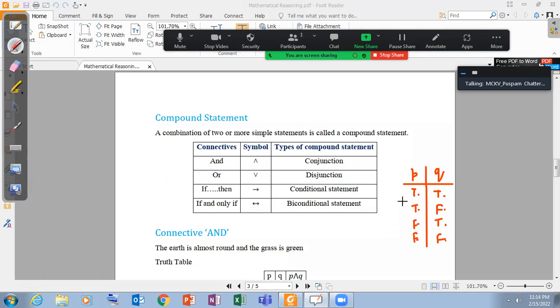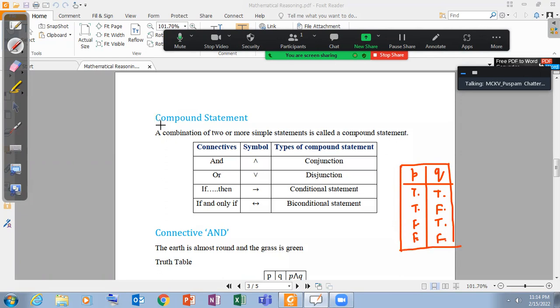Similarly, if there comes an R, then we have to write 8 of these combinations: TF, TF, TF, TF, then TTFF, TTFF, and then 4 T's and 4 F's. So please do remember, we always have to follow this.